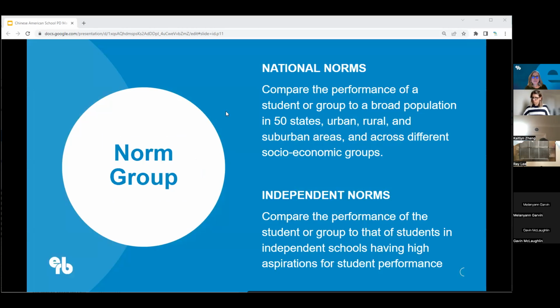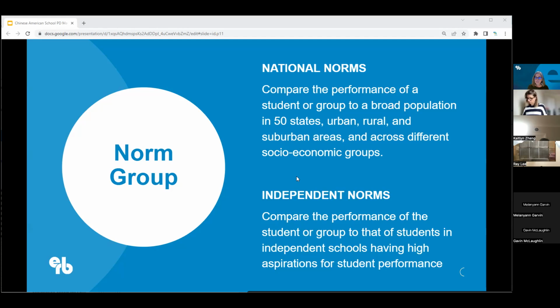I've mentioned norm groups a couple of times. We use some different norm groups that schools have the option to look at, one of which is a national norm. That national norm is going to represent a broad population of students in the 50 states. It represents urban, rural, suburban, all different socioeconomic groups, and that would be the broadest norm, right? Comparing or looking at students and learners of all types, independent, public, private, parochial, and so forth.